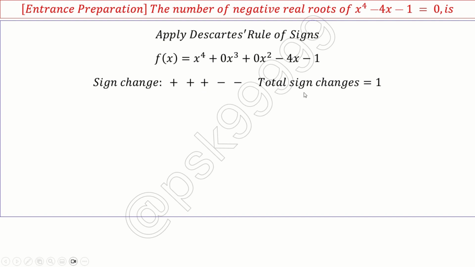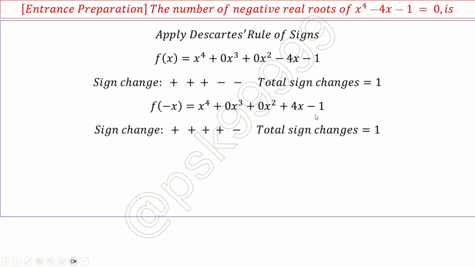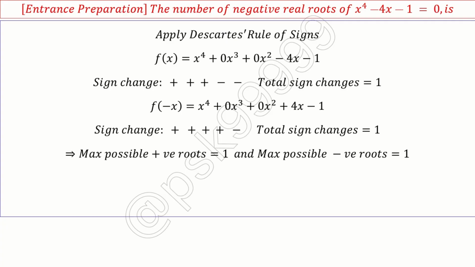So maximum possible positive real roots are only 1. 1 minus 2 is minus 1, you cannot take that. And f of minus x for negative real roots I'm calculating, it will become x power 4 plus 4x minus 1. So my sign changes here are only 1, only at the last. So total negative real roots possibility is only 1. So maximum possible positive real roots is 1, maximum possible negative real roots is 1.